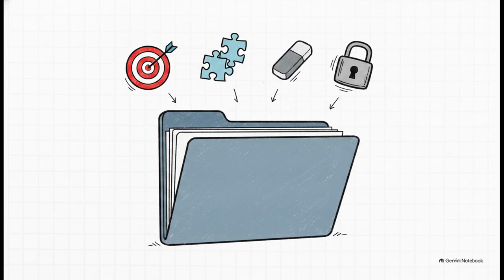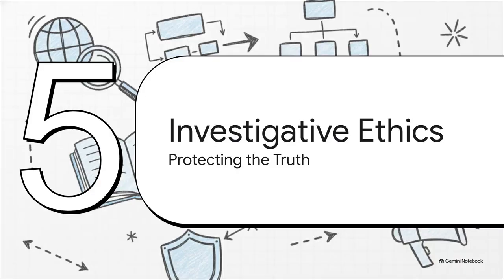A professional report ultimately relies purely on facts, identifies limitations, and provides reproducible findings. Basically, another analyst should be able to follow your exact steps and reach the exact same conclusion. It proves a reasonable level of due diligence. And that brings us to our final section, the ethics of investigation, protecting the truth.